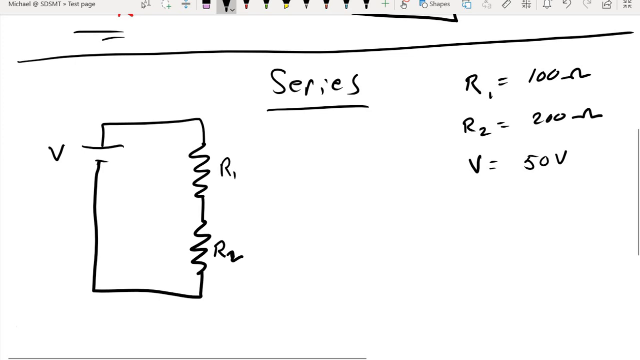What I want to know is, what is the potential difference across each resistor, and how much current is passing through each resistor?